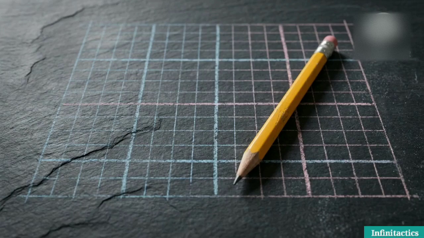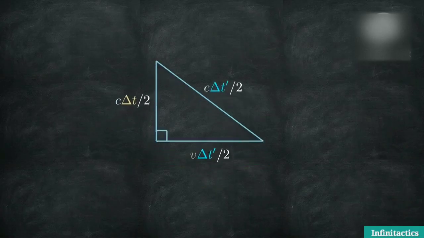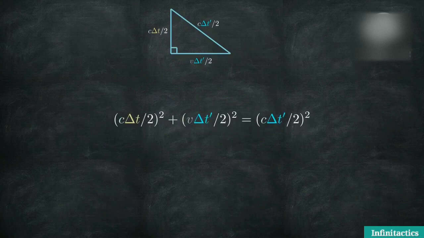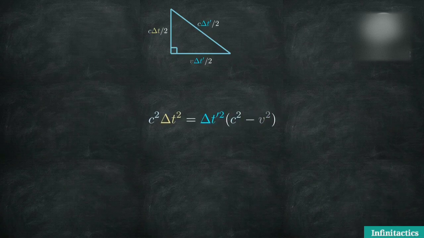Pause the video here, grab a piece of paper, and use the Pythagorean theorem, a squared plus b squared equals c squared, to combine these three sides into a single equation. Here is the Pythagorean setup. Squaring the bracketed terms reveals a shared denominator of 4, which we cancel. To isolate delta t prime, we subtract the v squared term and move it right. Factoring out delta t prime squared cleanly separates resting time from moving time.